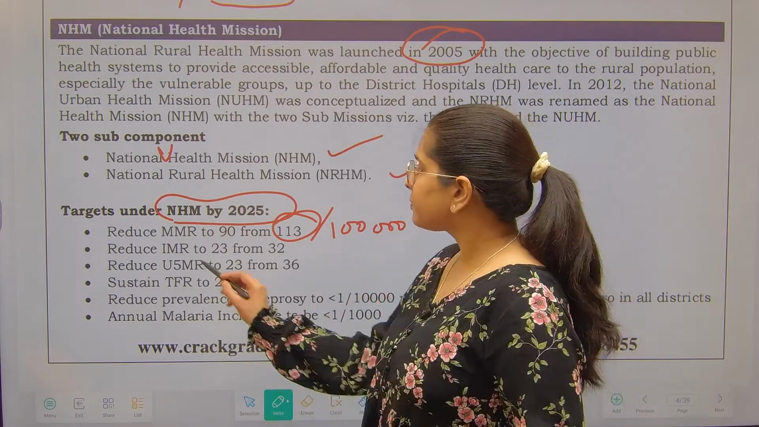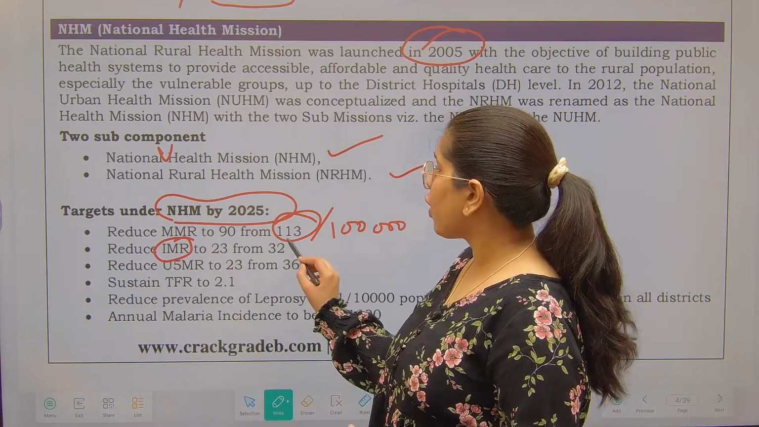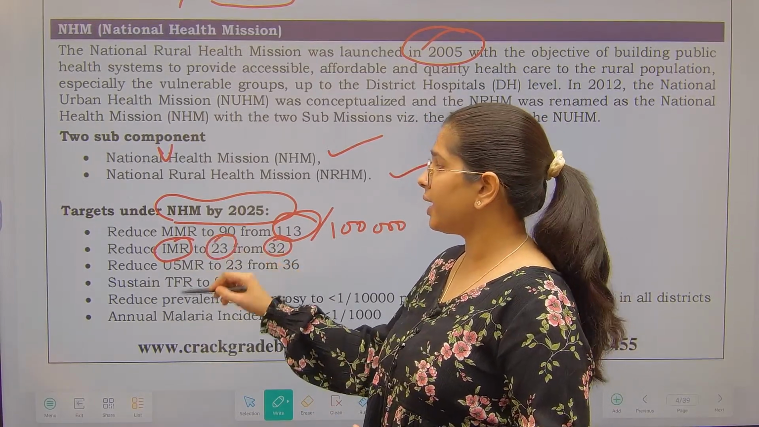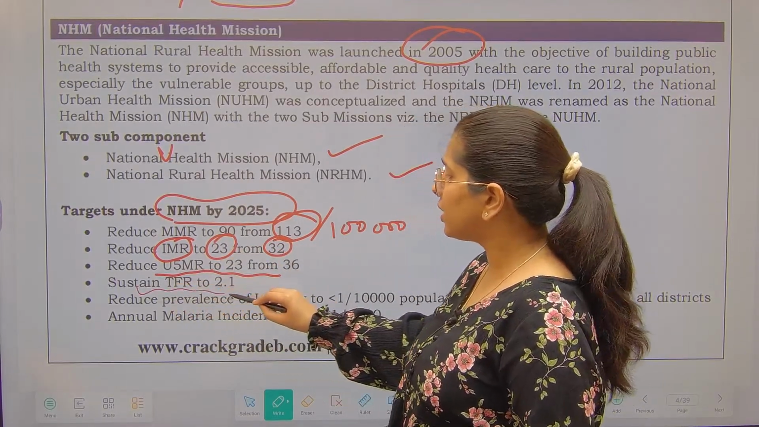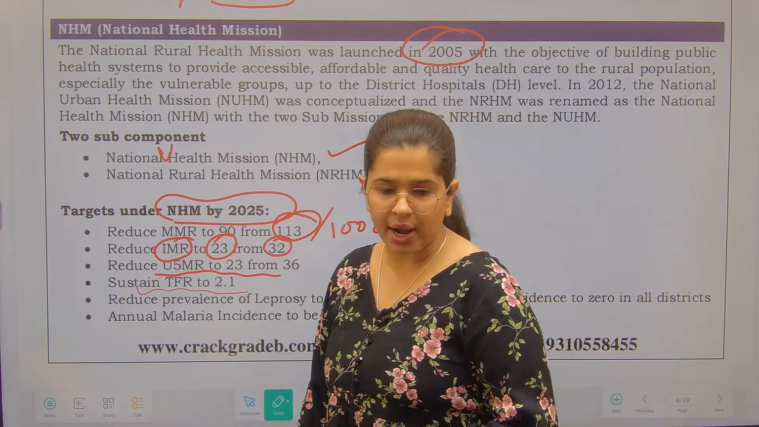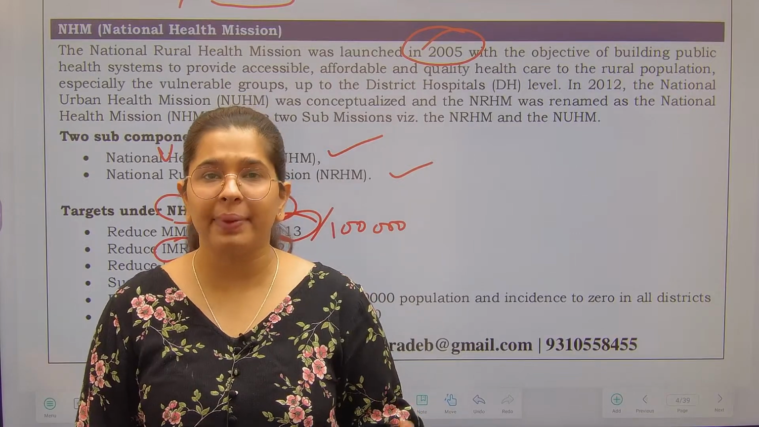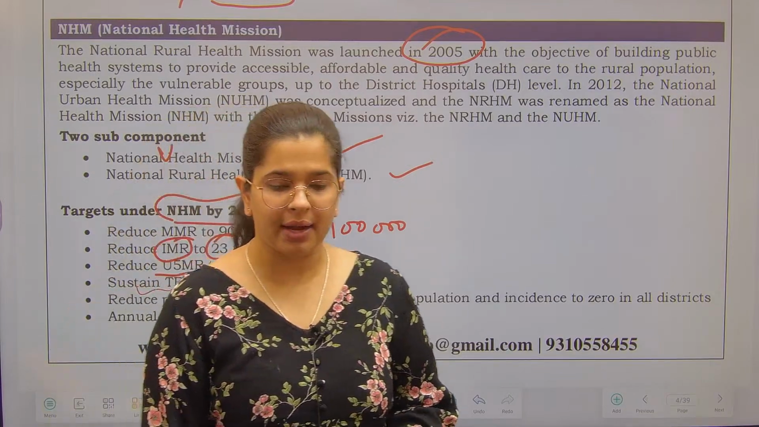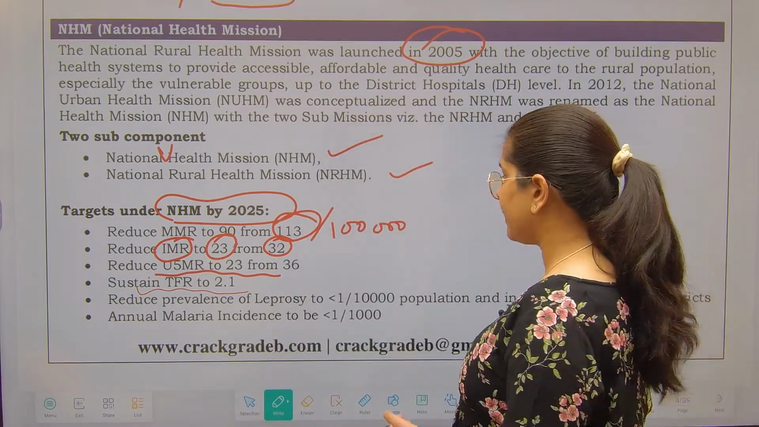Next is infant mortality rate. You want to reduce from 32 to 23. Under 5 mortality rate, and sustain the total fertility rate to 2.1. India has already gone one step ahead and it is below total fertility rate, but we want to sustain it. This is our aim till 2025.